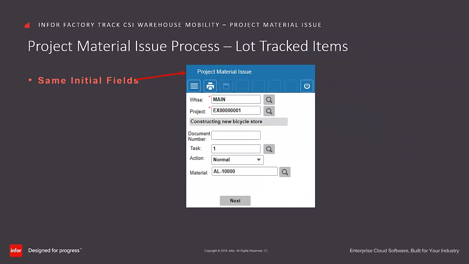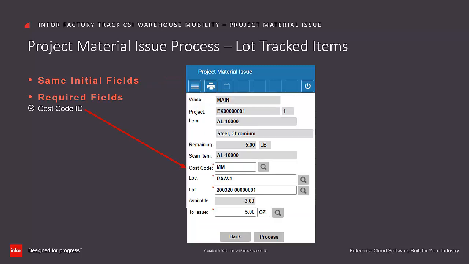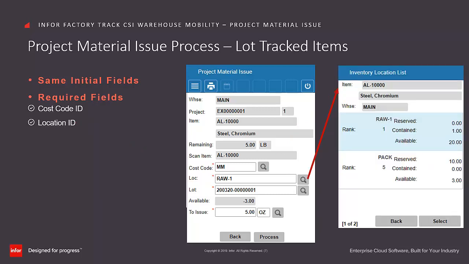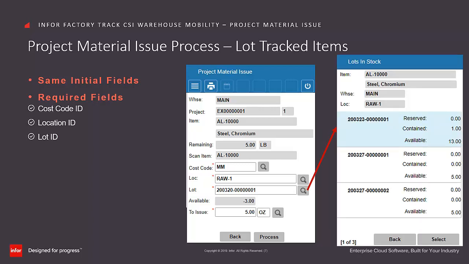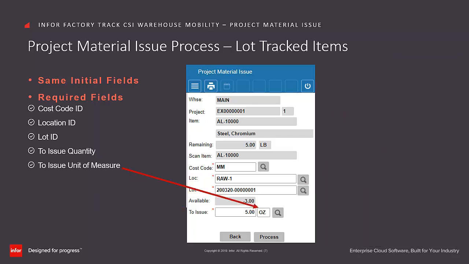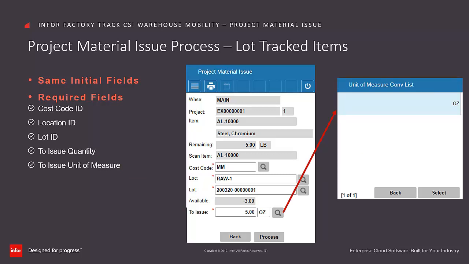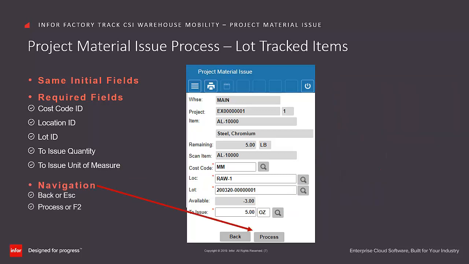To issue lot track material items to a project, a similar process with an additional lot specific field is used. Completing the initial entry form, the Project Material Issue Processing screen is displayed with the same display only fields. We then enter, scan or search and select the cost code, the location, and the lot ID associated to the material being issued. Factory Track defaults this value based on the issued by definition for the item stock room locations in CSI. We enter the to issue quantity, and then enter, scan, or search and select the to issue unit of measure. Then click on Process to process the job material issue.